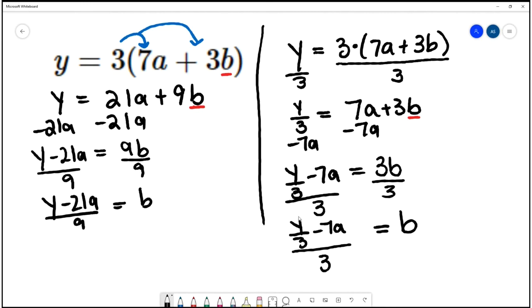Now this expression is equivalent to this expression here, but you can see it just looks a little bit more complicated because we have a fraction within a fraction. Later in the semester, we'll talk about strategies for simplifying expressions like this.